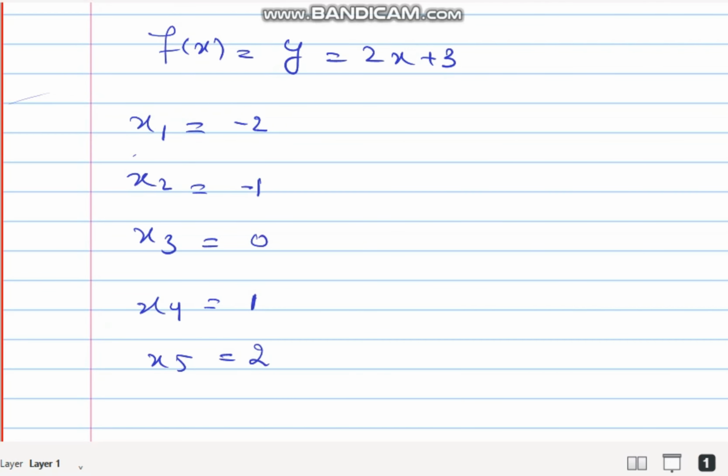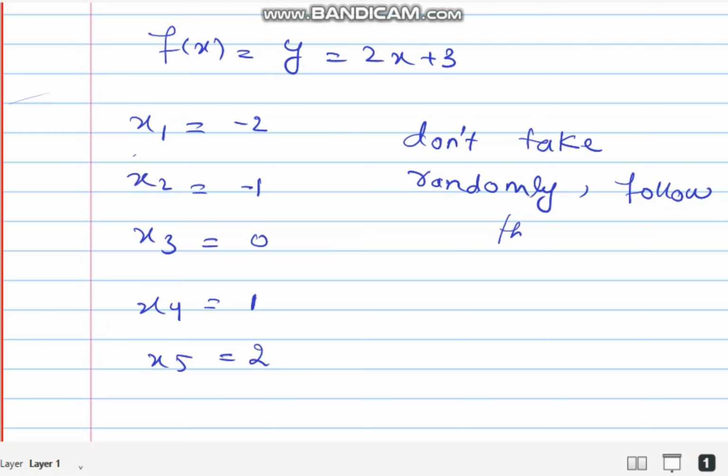It is very important that you should not take points randomly. For example, if you take -2 and then take another point like -5, that is not right. I am also writing here: don't take random points, but follow the sequence.